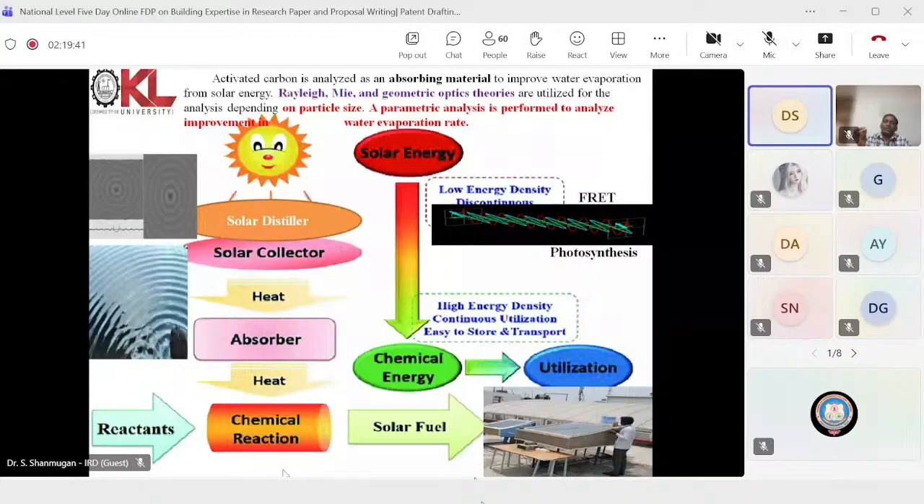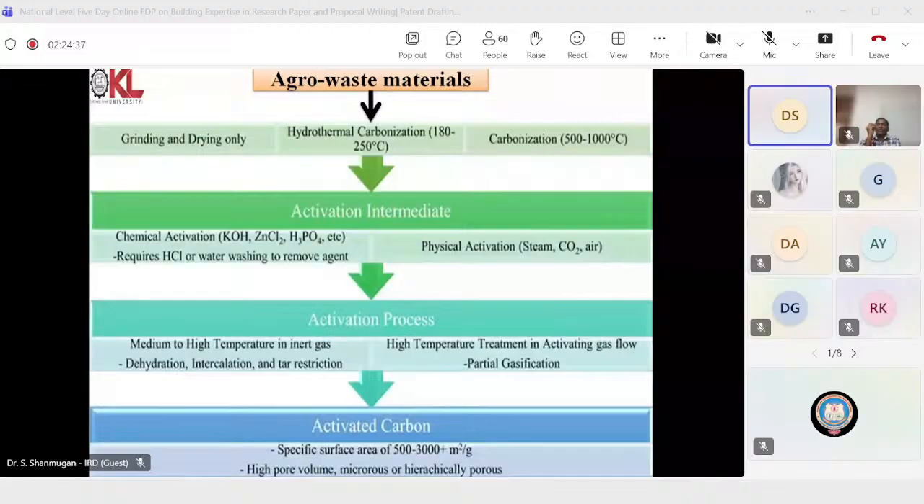Okay, so on that superposition, for the activated carbon you can add some chemical, KOH or ZnCl2 or H3PO4, etc. Any one material you can add, and after that you get the removing agent. In that activation process you involve a higher temperature, then you get the activated carbon. Specifically, the surface area is 500 to 3000 meters square per gram, and you can get a high porosity volume, which you can see under the microscope for your histology process. Okay, so this is the process.